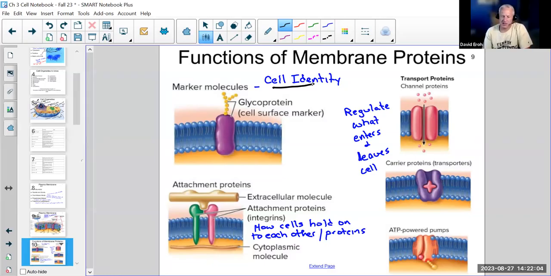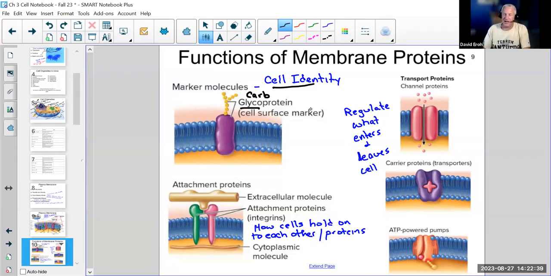If it finds a protein that is not a you protein, like you would find on a bacteria or something else, it's going to mount an immune response to it, because that's how it recognizes you from not you, is these marker proteins, these glycoproteins on the surface. Glyco refers to carbohydrates, and that's because you've got a protein with a little piece of carbohydrate sticking out the top.